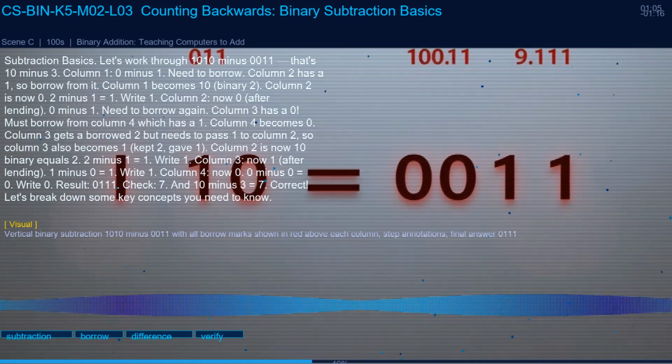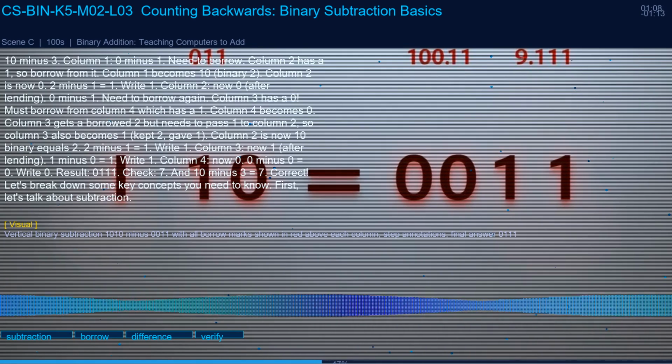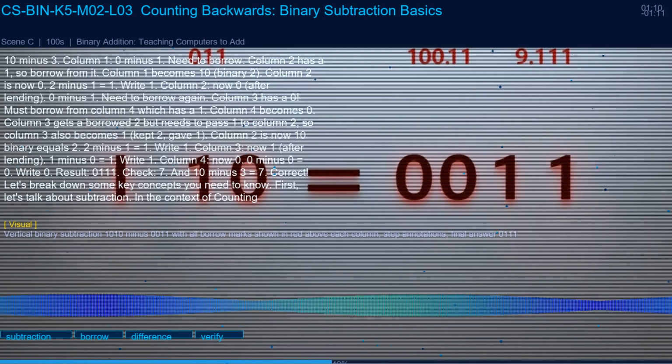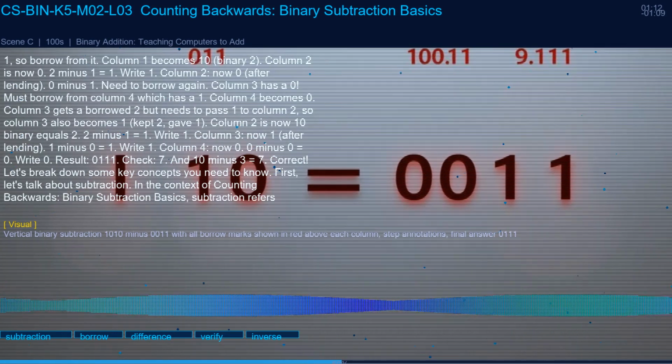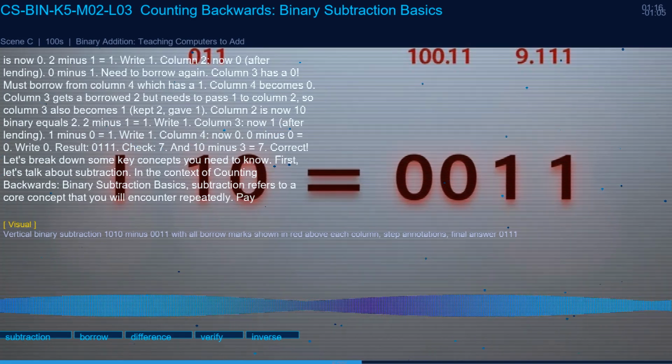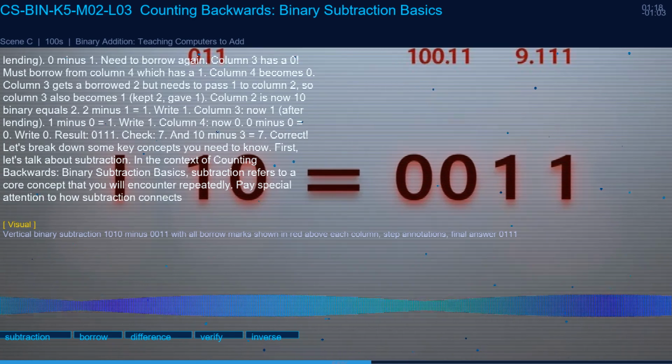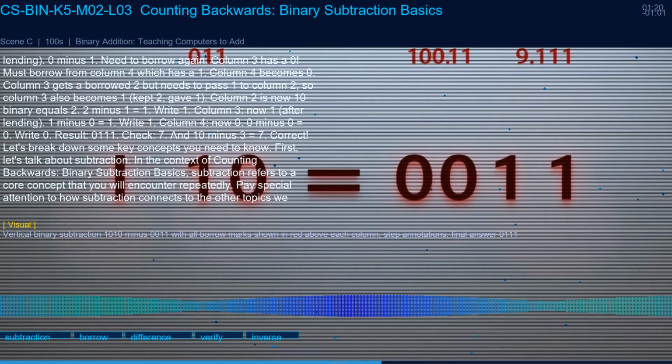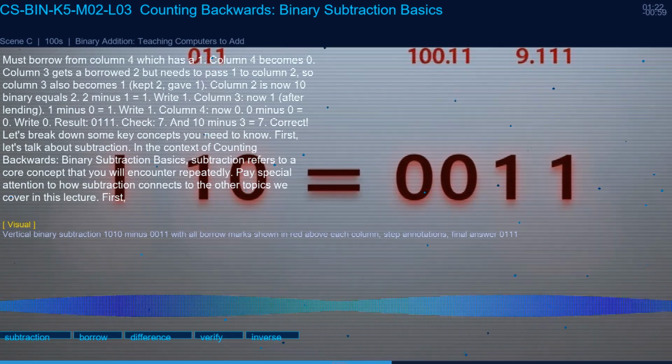1 minus 0 equals 1. Write 1. Column 4, now 0. 0 minus 0 equals 0. Write 0. Result, 0111. Check, 7 and 10 minus 3 equals 7.